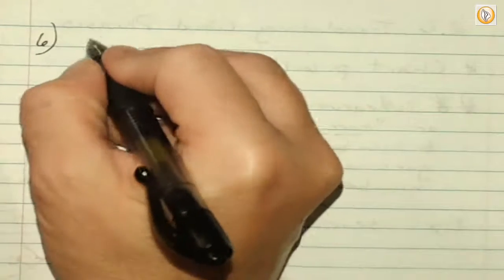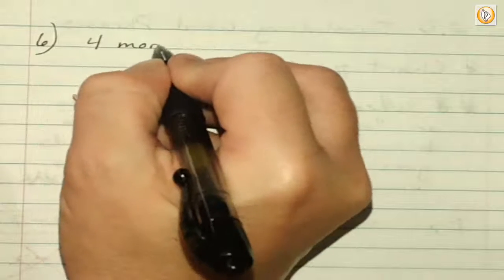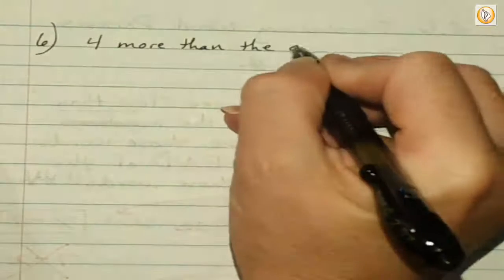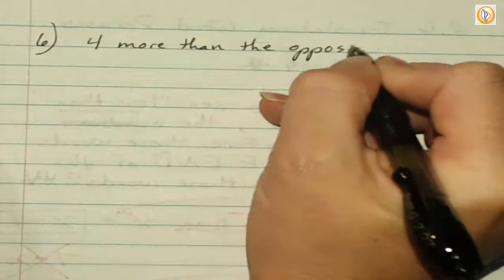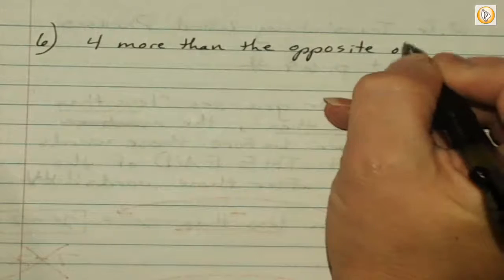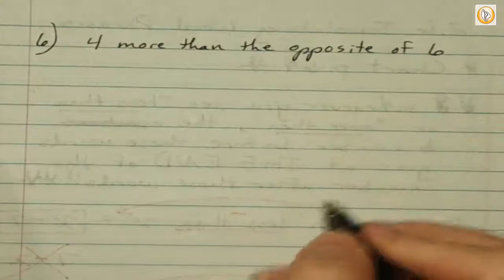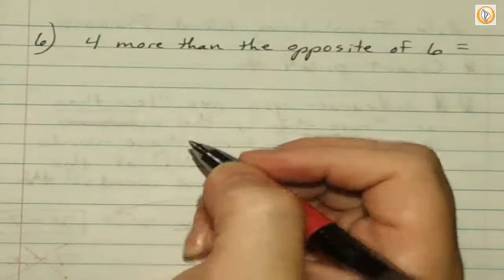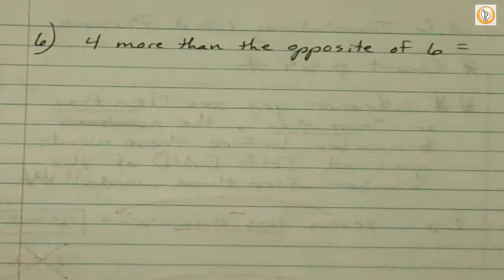4 more than the opposite of 6. That's not bad. I always hated these as a kid. All right, Joseph. Let's decipher what we've got going on here. What are my red flag words?